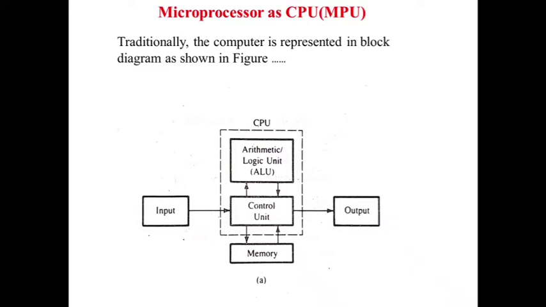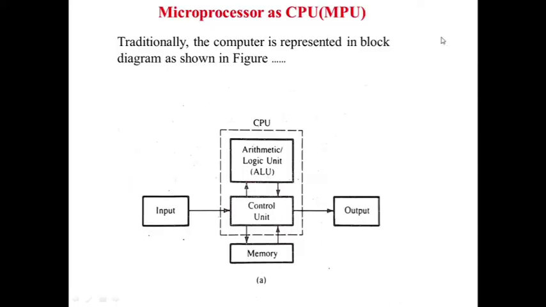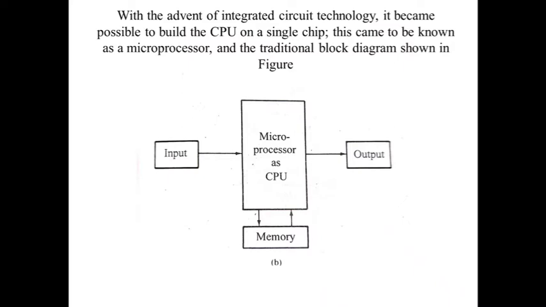In the 1960s, CPU was designed with discrete components on various boards. But with the advent of integrated circuit technology, it has become possible to build a CPU on a single chip. This came to be known as a microprocessor. And the traditional block diagram which we have discussed as figure A is replaced by only one single chip where microprocessor is built up, and it is represented in figure B.